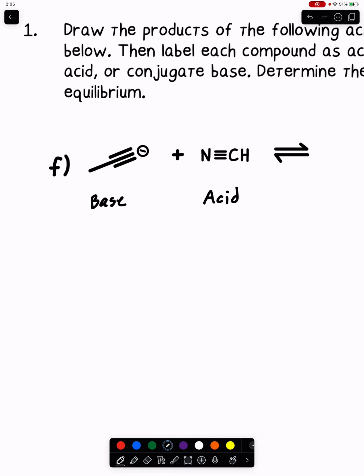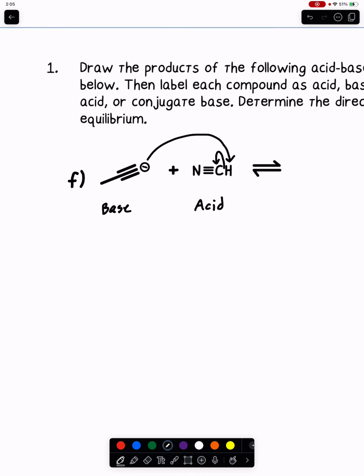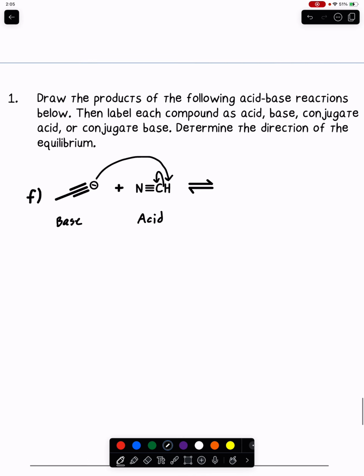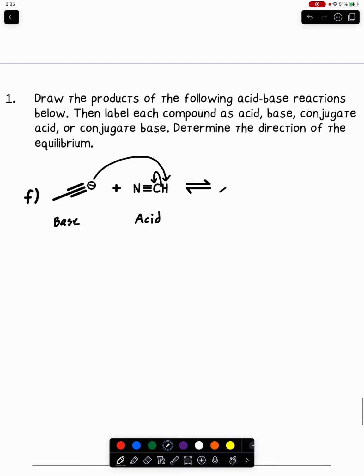So let's remove that. The base is going to grab that proton and leave the two electrons between the carbon and the hydrogen on the carbon. So we're going to end up forming this conjugate acid. So this is our conjugate acid, plus we're going to form this conjugate base.